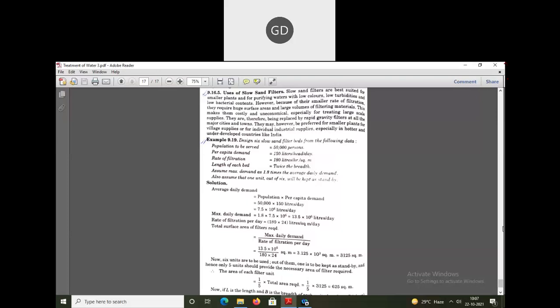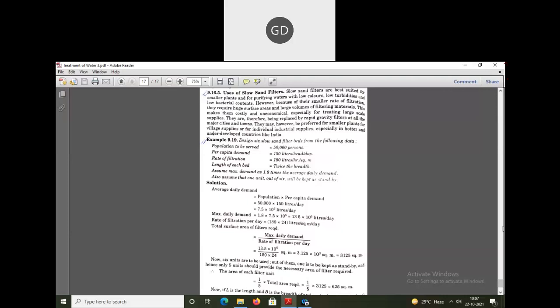Now you need this to find the area. First you can find the total surface area of the filters. How can you find the total surface area of the filters? You just divide the maximum daily demand by the rate of filtration per day. Both values you have, and you have finally got the total surface area.